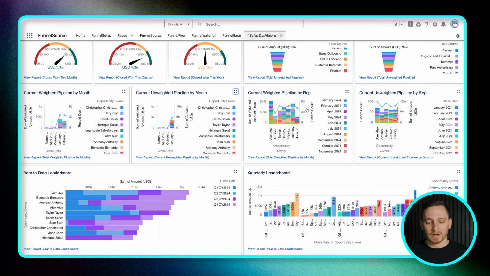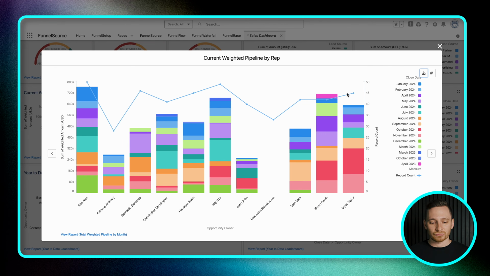The next two cards on the right are gonna look at each rep individually. So on a rep basis, who has the most open pipeline and when do they expect those opportunities to close?